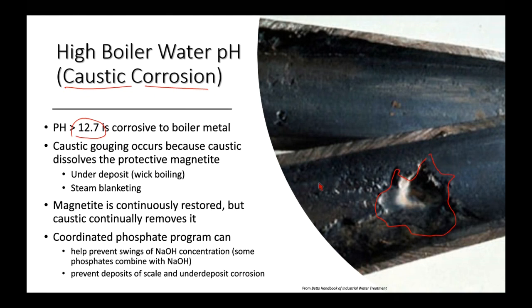So that's caustic gouging, one of the things, and that can happen under deposit due to wick boiling or steam blanketing. And again, if we got magnetite, then caustic will remove magnetite. And so then, though it's constantly repairing itself, the caustic could be continually removing the magnetite. So it's a problem.